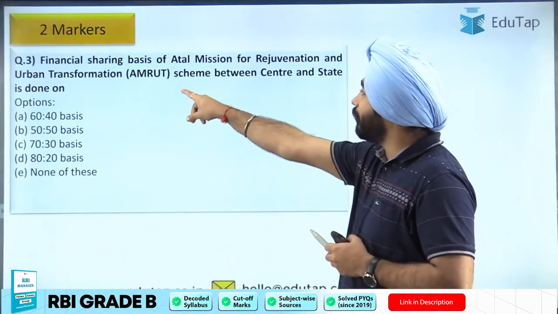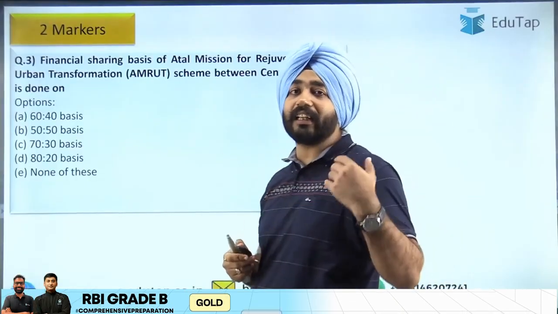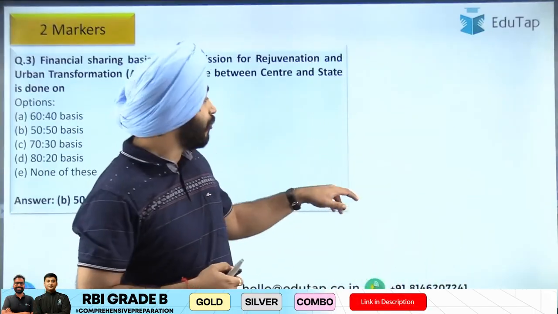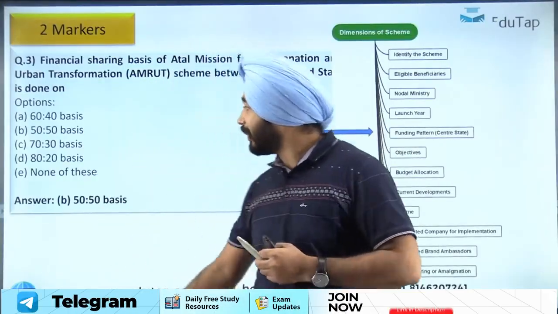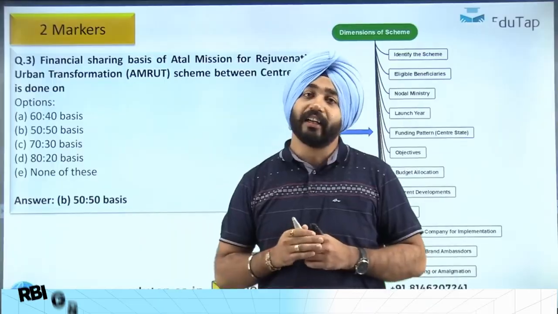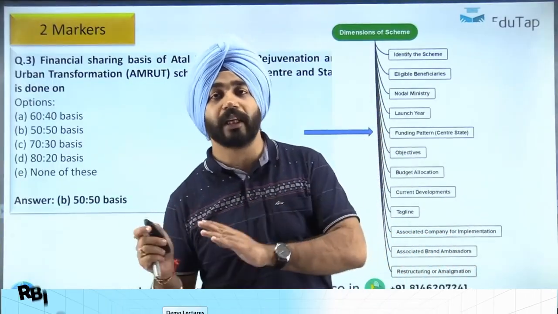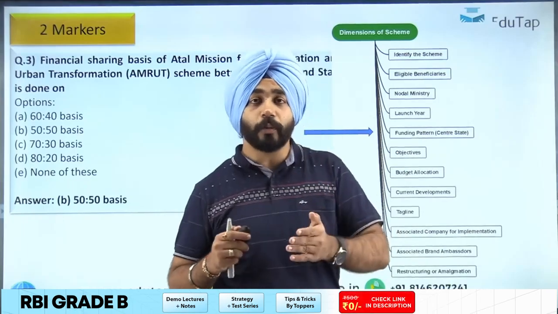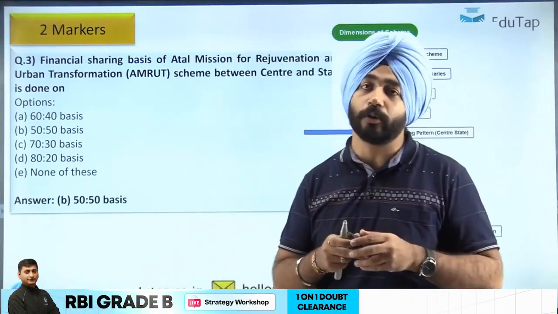Next question is guys, the financial sharing basis of Amrut scheme. ठीक है, financial sharing, that is, the question is basically on the funding pattern of a scheme. तो फंडिंग पैटर्न अमृत का कितना था, that is 50:50 between center and state. ठीक है, but now guys the important one for us is Amrut 2.0 scheme, because Amrut scheme has been revamped and Amrut 2.0 scheme has been extended till 2026. तो वो चीज अब हमारे लिए ज्यादा इंपॉर्टेंट हो जाती है.